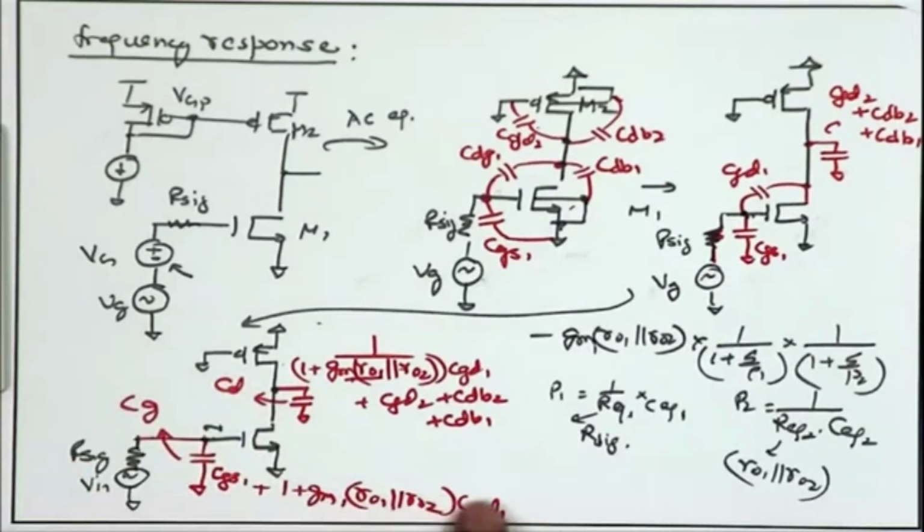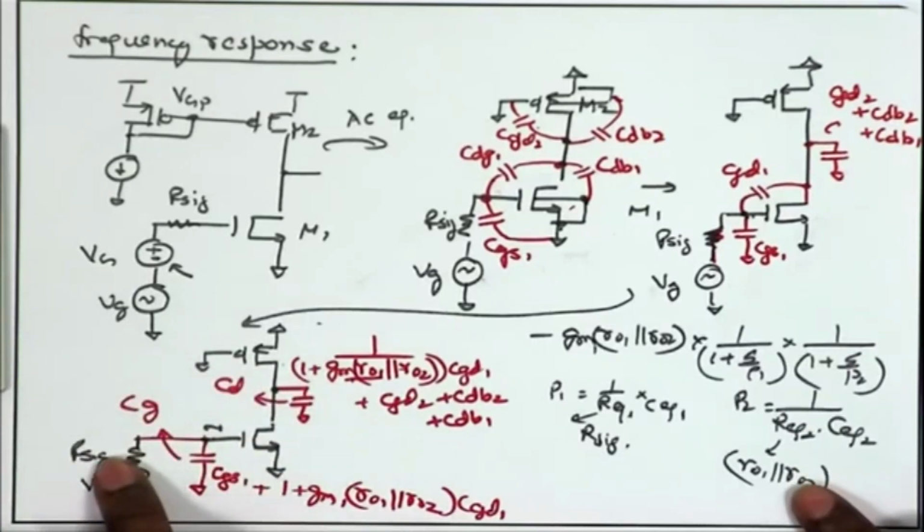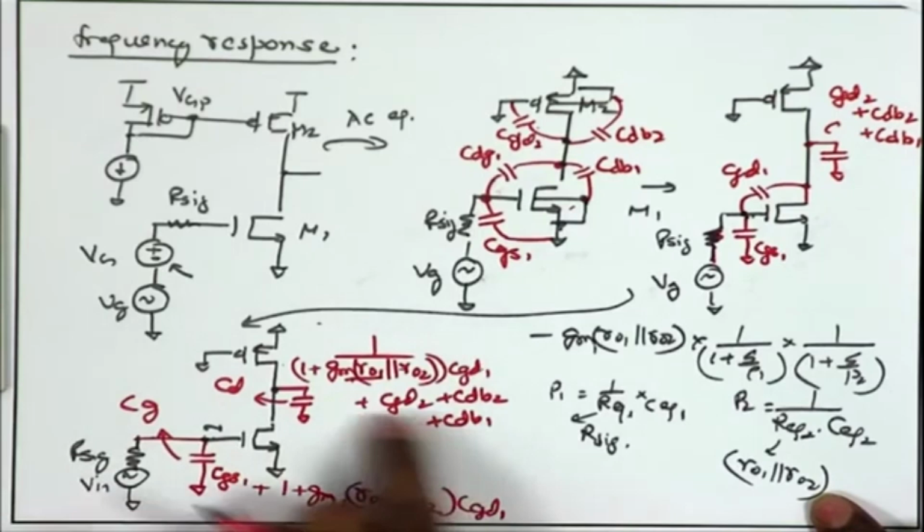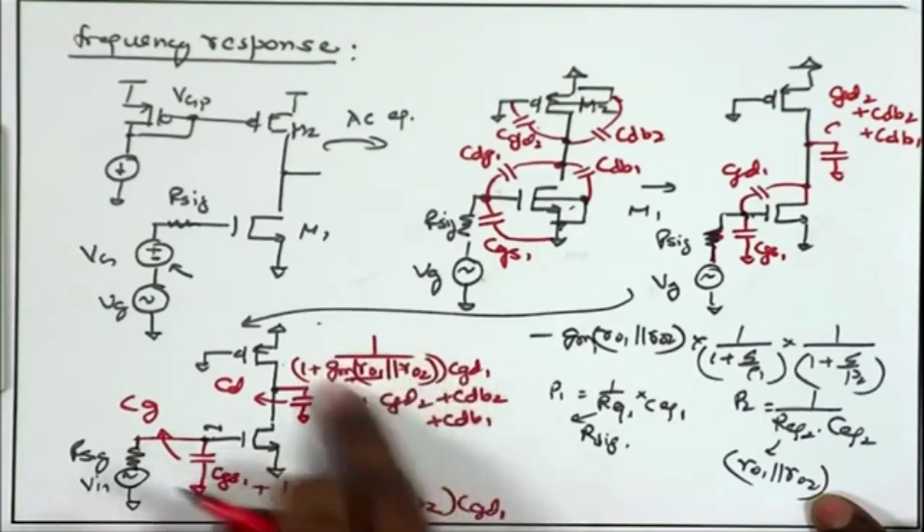So, despite having this large Miller multiplication, if I have R signal small, suppose the output impedance of the previous stage is small, this can still be higher. But in general, if it is being driven by a similar stage with this kind of active load, the previous stage is also having similar output resistance RO1 parallel RO2, and here you are having large Miller multiplication. As a result, this can be the dominant pole, because this can be the lower frequency as compared to P2, where the total capacitance is relatively small.